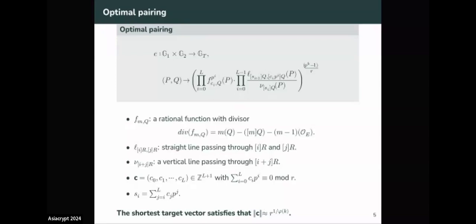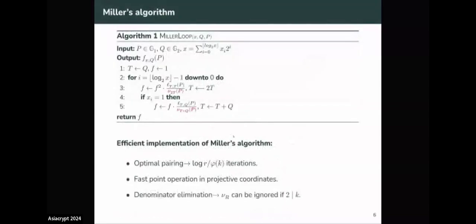Now we show how to compute the rational function evaluation. We can use the Miller algorithm to compute the rational function evaluation. It mainly consists of two steps. The first is the Miller doubling step, in which we need to compute one point doubling, two line evaluations, one field squaring, and one field multiplication. Then the addition step, in which we need to compute one point addition, two line evaluations, and one field multiplication.